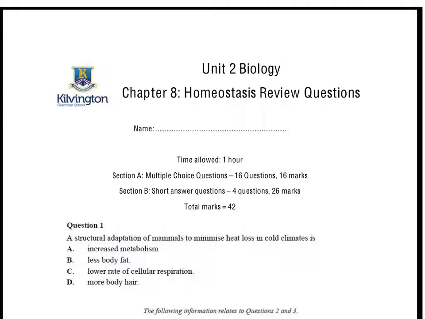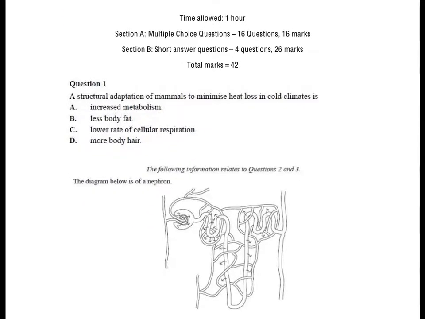We've got a structural adaptation of mammals to minimise heat loss. Okay, now the key words there are minimising heat loss. And we're in cold climates, so we want to think of things that are going to keep the heat in. It also has to be a structural adaptation. So obviously for this one, the answer is going to be more body hair. That is a structural adaptation. It is something that that animal has, and it will minimise heat loss.